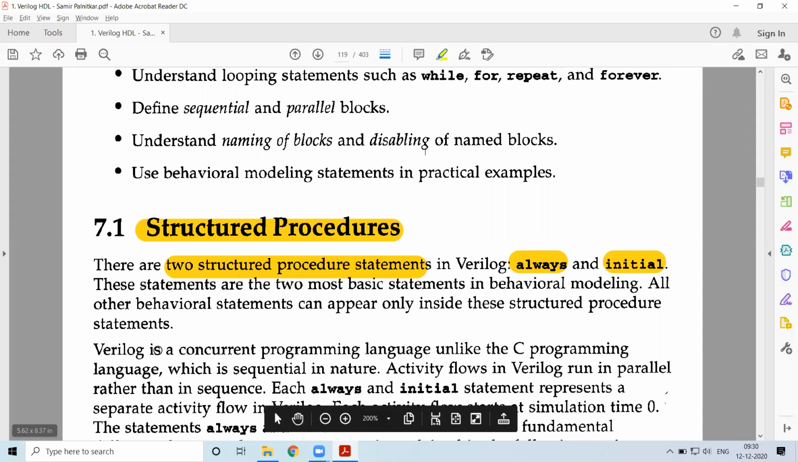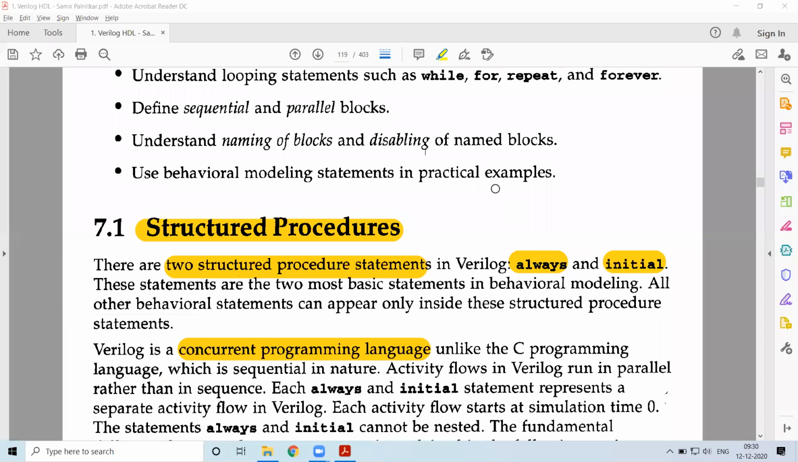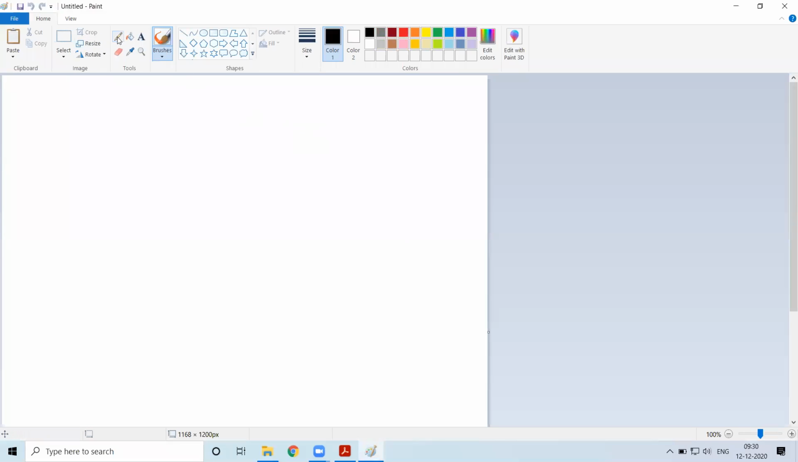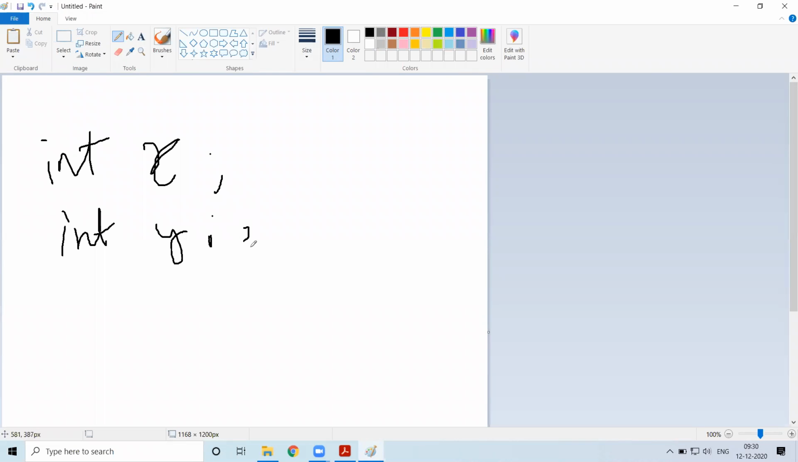Now, another thing to note down is that Verilog is a concurrent programming language, whereas C programming is sequential. That is, if I write statements in C programming, how are they executed? For example, I write int x, then I write int y, and then here I can have z.